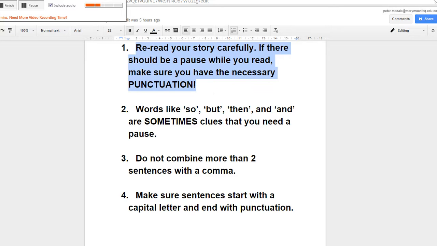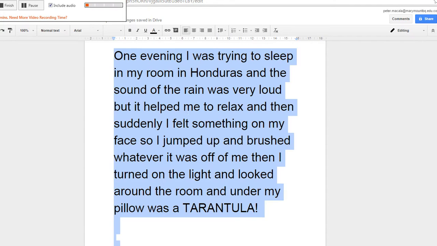I'm going to read my story carefully and try to just hear where there needs to be a pause. And then I add the punctuation. It could be a comma, period, exclamation point, or question mark. I'm going to look for these keywords: so, but, then, and, because. Those are the kind of words we add in by mistake when we really should be pausing. So look for those words. They might be places where you should pause. I can put two sentences together with a comma, but I don't want to do more than two. And the last rule, of course, make sure I check that each sentence starts with a capital letter and ends with punctuation. So here I go.